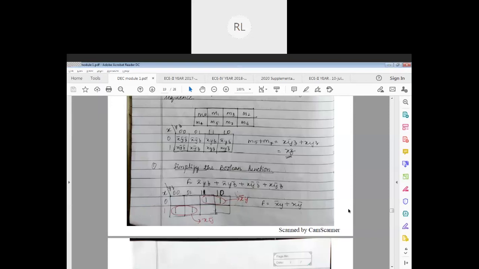I was not able to get you there. Okay, fine. So this is how your KMap looks. So we will have to draw it like this and then group them together. Nevertheless, we will try and understand.